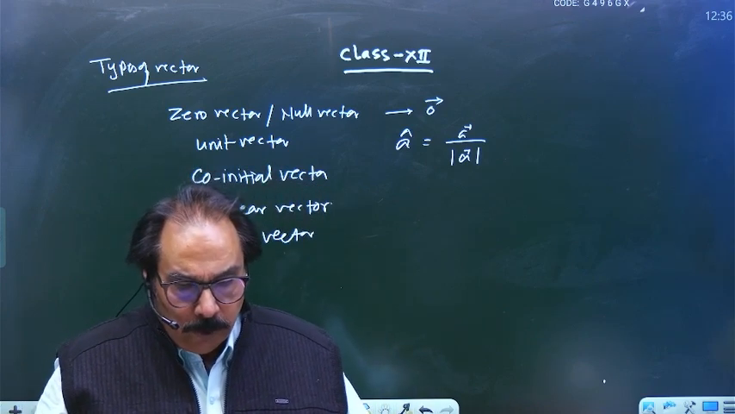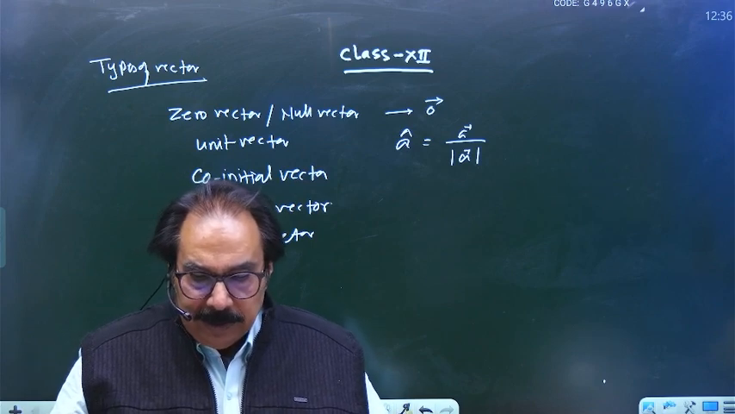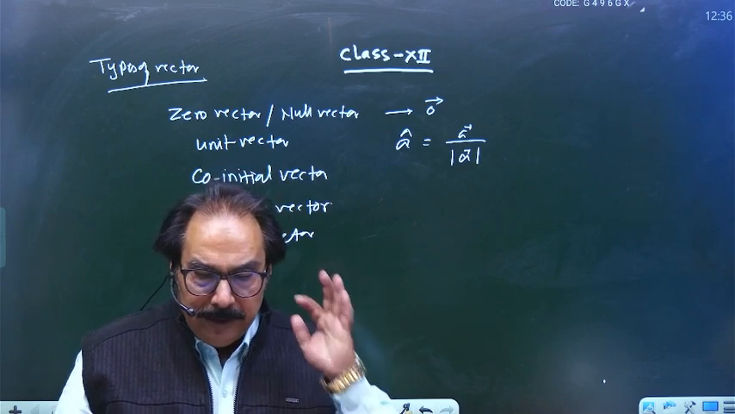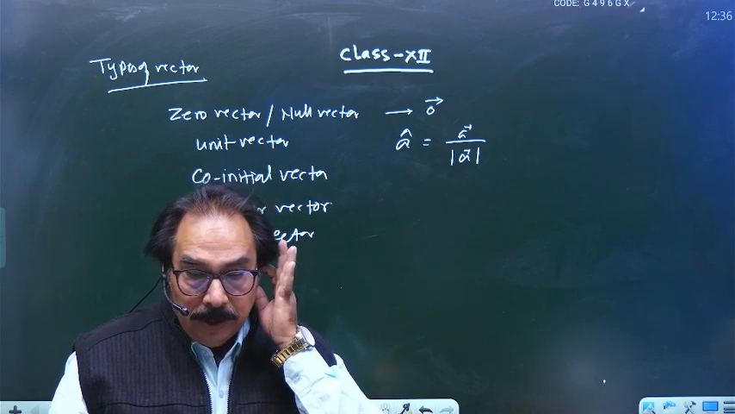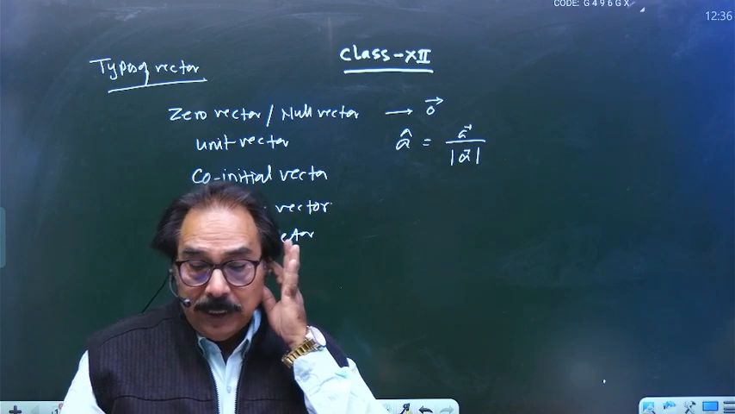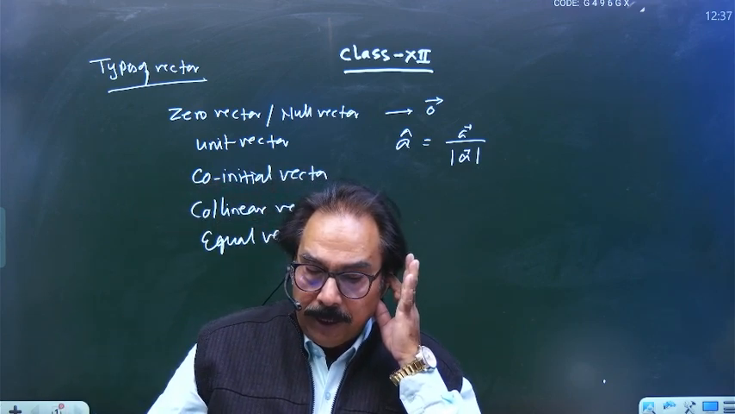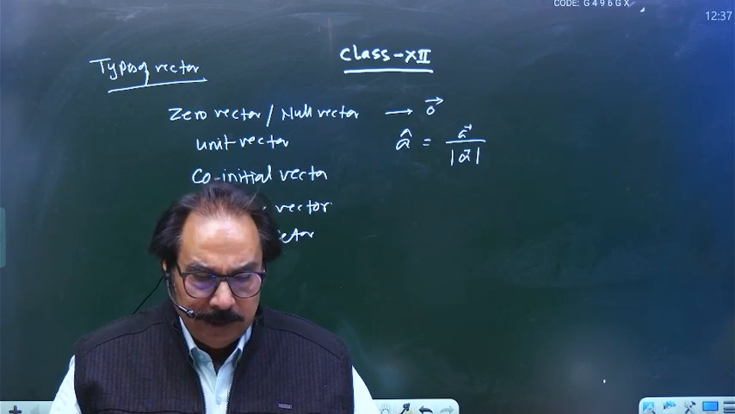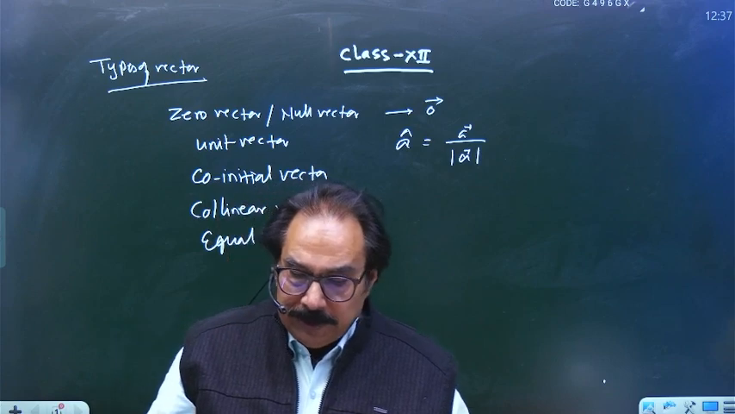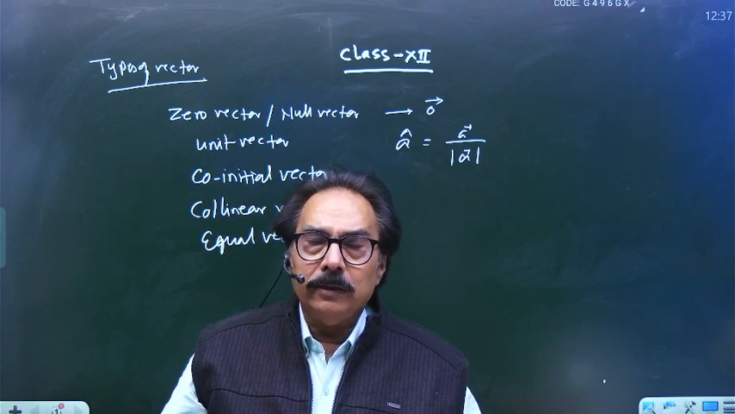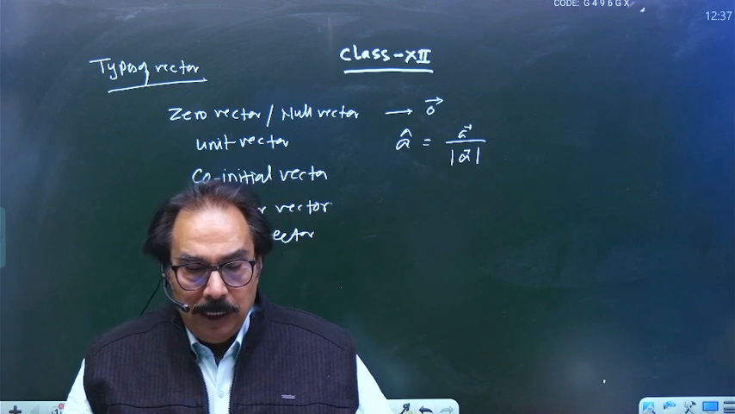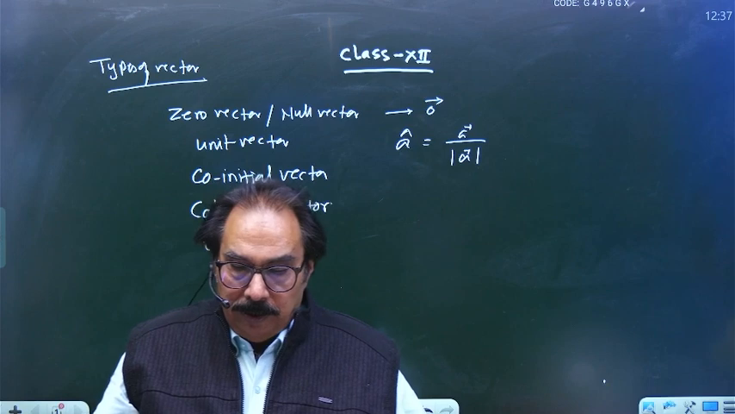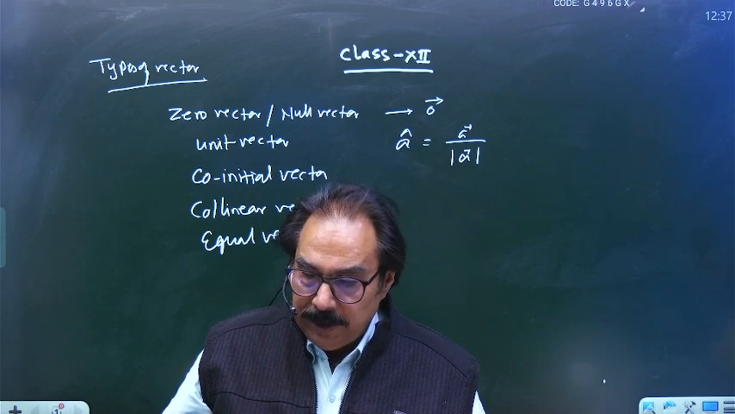Co-initial vectors means two or more vectors having the same initial point. And collinear vectors means two or more vectors are said to be collinear if they are parallel to the same line, irrespective of magnitude and direction. And equal vectors means two vectors A and B are said to be equal if they have the same magnitude and direction, regardless of the position of their initial points.